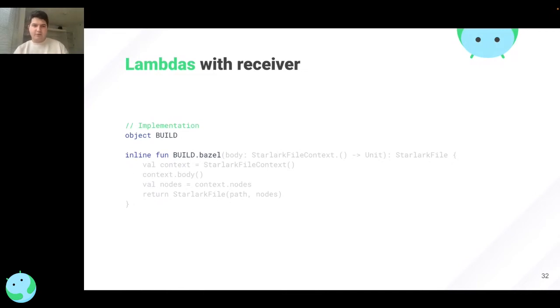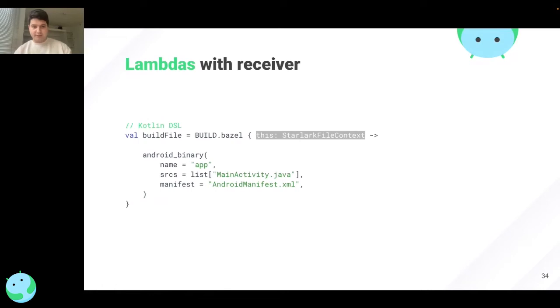And basically, this is how we'll be able to have this function that consists of two names. And the most important part here is the body of this function. Basically, this is where our curly braces start acting. And the type of the argument is lambda, and it's not just a simple lambda, it's lambda with a receiver, where the receiver is this StarlarkFileContext file. And basically, this is the class that enables all the functionality of our DSL.